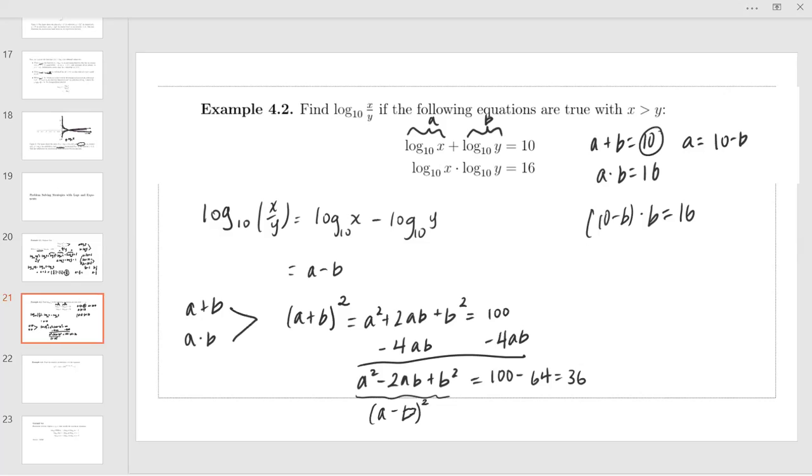So in general, given the value of a plus b and a times b, that's how we find the value of a minus b, by subtracting 4ab from (a + b) squared. So we have this is equal to 36. Hence, a minus b is equal to plus or minus 6. And we can throw out the negative solution. We get a minus b is equal to 6, because since x is greater than y, we can throw out the negative solution.